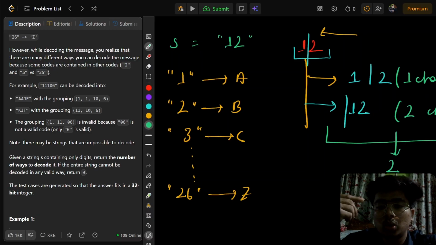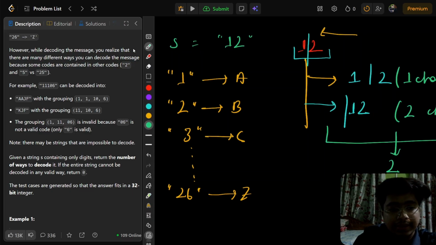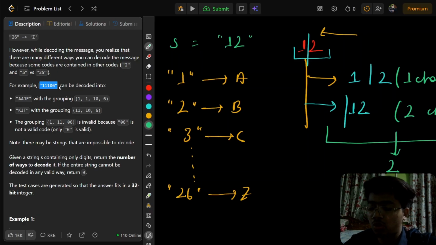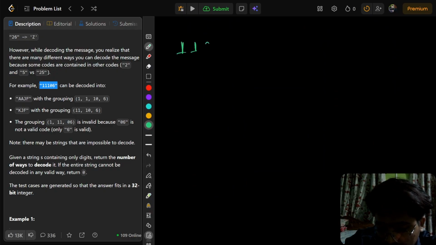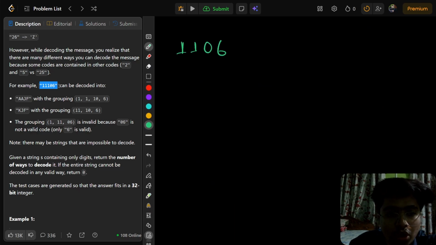So these are two ways that we are decoding. But if you notice, if the problem becomes larger, let's say they have given an example of 1106. Now we are noticing this one, 1106. So if we decode it, we can decode it this way.